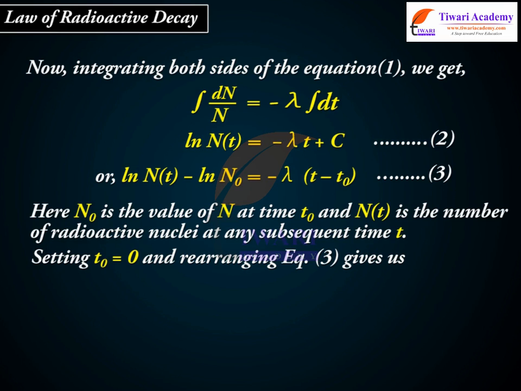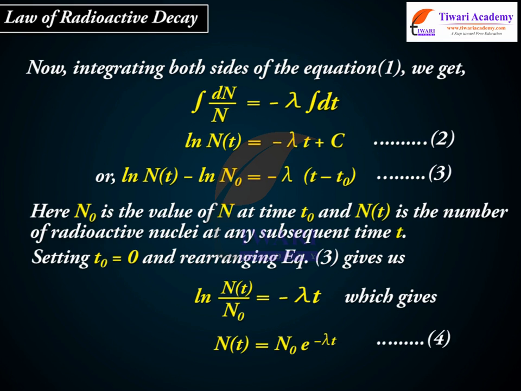Setting t naught equal to 0 and rearranging equation 3 gives us log N(t) upon N naught is equal to minus lambda t, which gives N(t) is equal to N naught e raised to power minus lambda t. Equation 4.